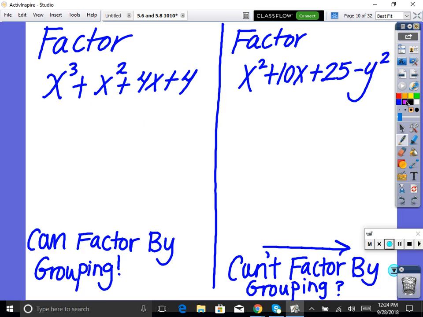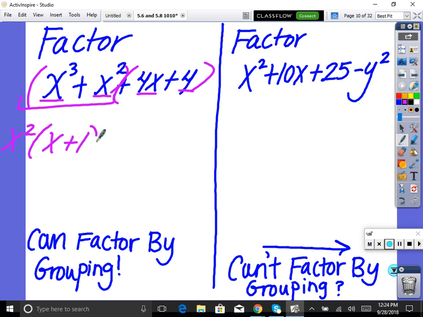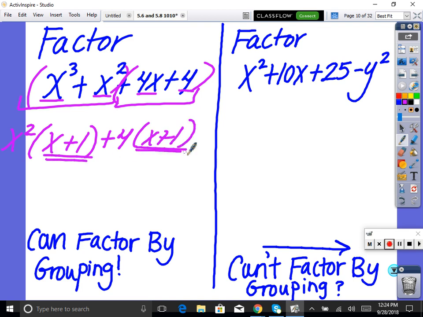Alright, let's factor these. So remember, if we have 4 terms, we factor by grouping. So I pull out the greatest common factor, which is x squared, giving me x plus 1. Pull out a positive 4. Left is x plus 1. It did factor by grouping since my safe haven is the same, or what's inside parentheses is the same. So I pull out x plus 1, so it divides out, leaving me with x squared plus 4.